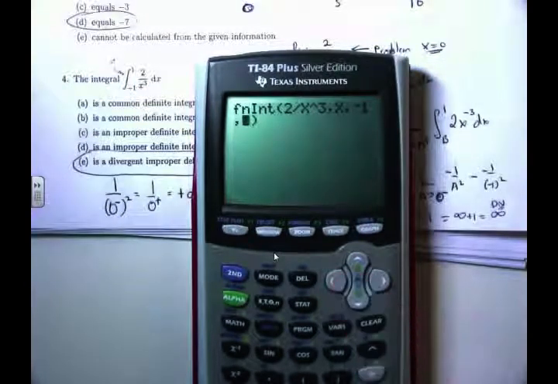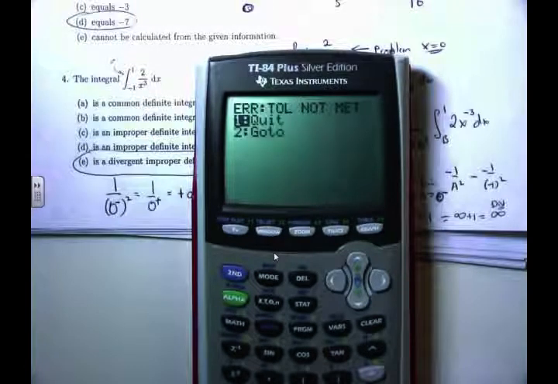Integrate from negative 1 to the problem point. You should recognize the problem point's at 0. Notice what happens when I integrate that, when I actually recognize that I get a 0 number there. And it's working hard because it's Riemann summing this thing up, because it's a program on a calculator. It's just killing my batteries. Keep going. All right, and now I got tolerance not met, which means the answer blew up on me. That's what it shows up as, infinity.